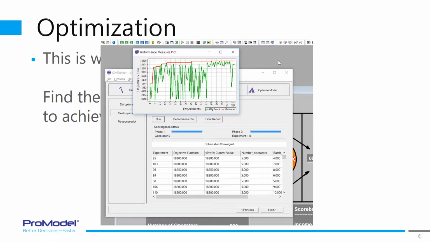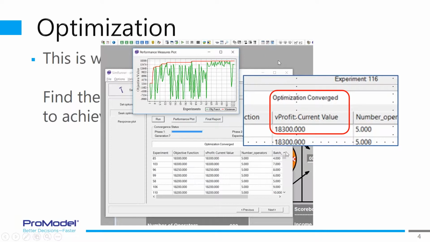SimRunner produces a graph of the output of the value of the objective function for multiple runs that are being done. It also keeps track with the red line of what the best solution is so far, and hopefully at some point it will say, we're done, we've tried hard enough, we're going to show what the values are of the objective function, whatever that is. In this case, we're exemplifying profit, with whatever the parameters are that we're changing from one experiment to another. So that's where we're heading.